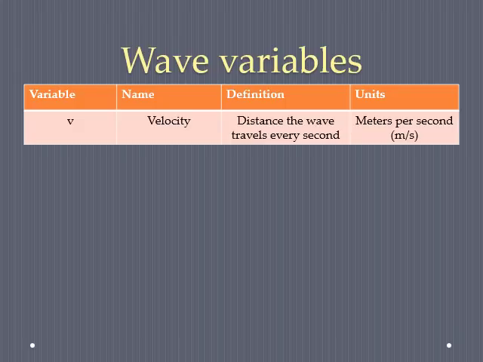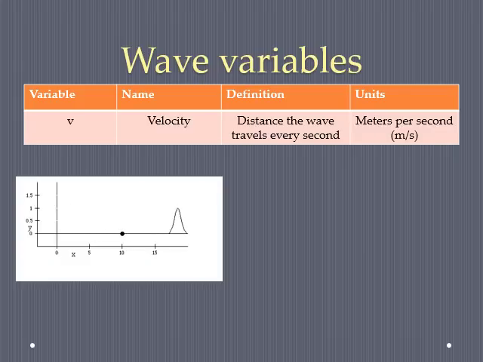The next wave variable that we're going to be using is actually an old friend. It's velocity, the same variable that we've used throughout the entire year. Represented with the lowercase v, velocity is defined as the distance that the wave travels every second. The units for velocity are the same as they were earlier in the year, meters per second, or m divided by s. So the velocity of the wave is how fast that wave pulse actually moves across the screen.